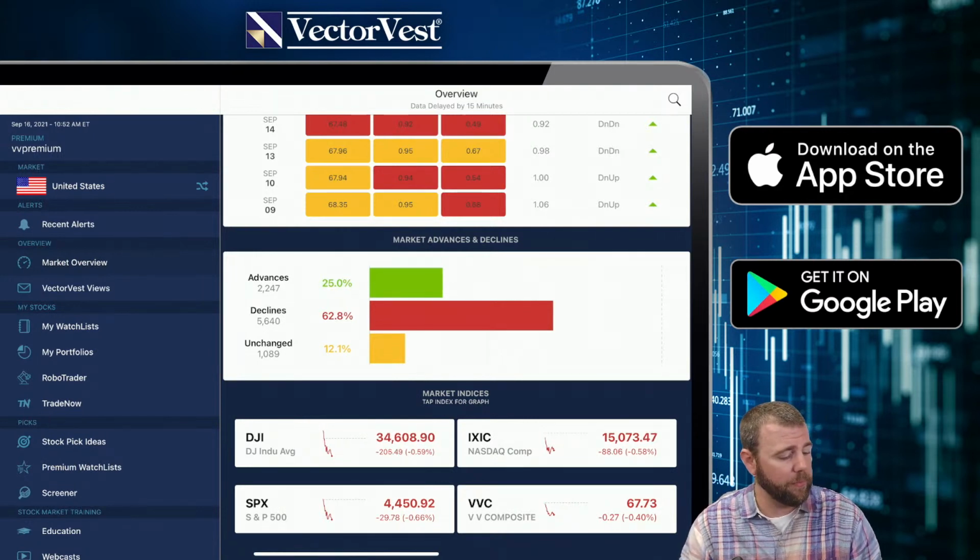So as we can see, we have 25% of stocks moving higher and 63% of stocks moving lower, clearly meeting that 2-to-1 bias that we like to see.